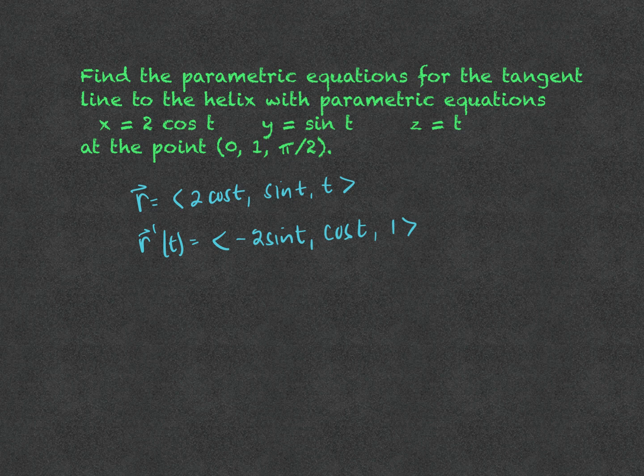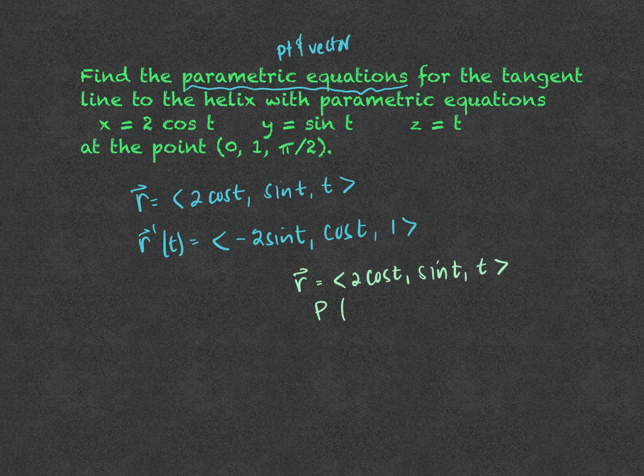So remember that we're supposed to find the parametric equations, which means we need to find the equation of the tangent line. And in order to find that, we need a point and a vector that go together. Now, we kind of have a vector, but the vector has functions in it and not numbers. So we need to find a number. So let's back this up and think about what we've got and what we know. If r equals 2 cosine t, sine t, t, and we have a point, let's call it P, and it's (0, 1, pi over 2).